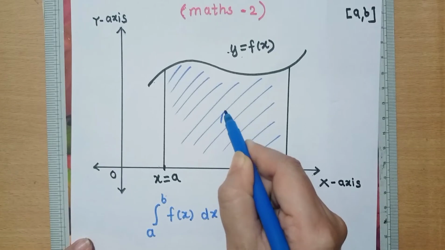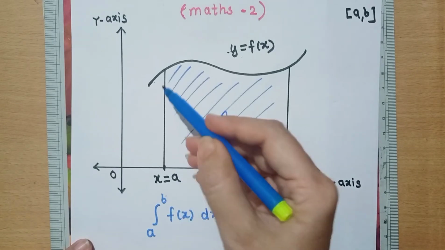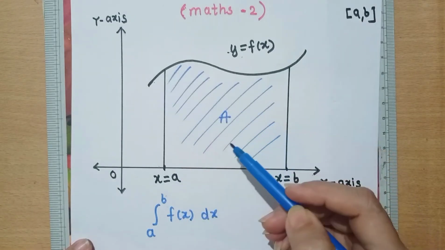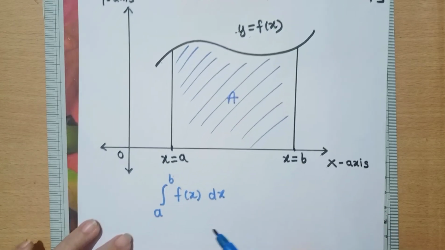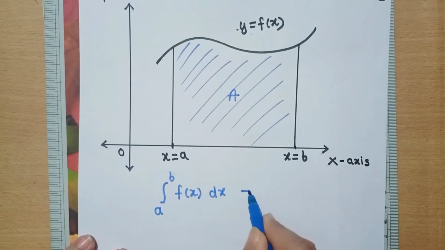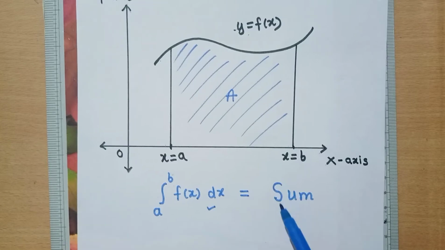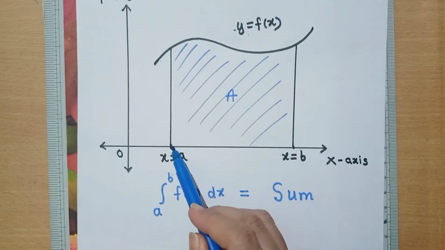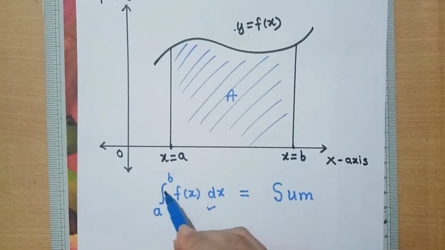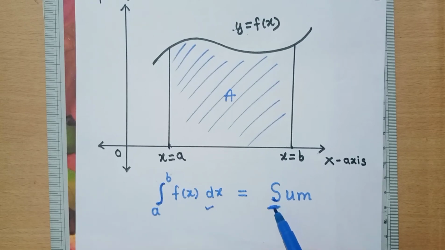And in the previous chapter we have divided this area into n rectangles, and so this definite integration is nothing but the sum of the areas bounded between a and b. This integration symbol actually came from the letter S. This means nothing but the sum of the areas.